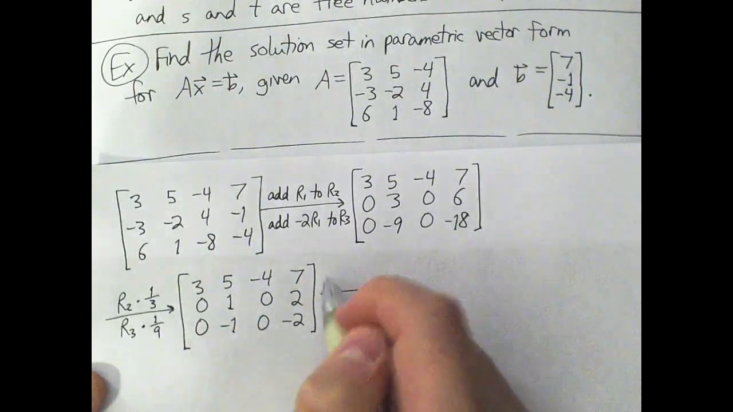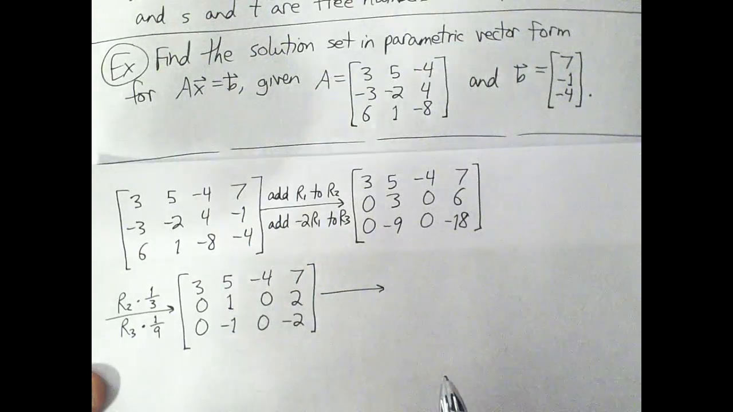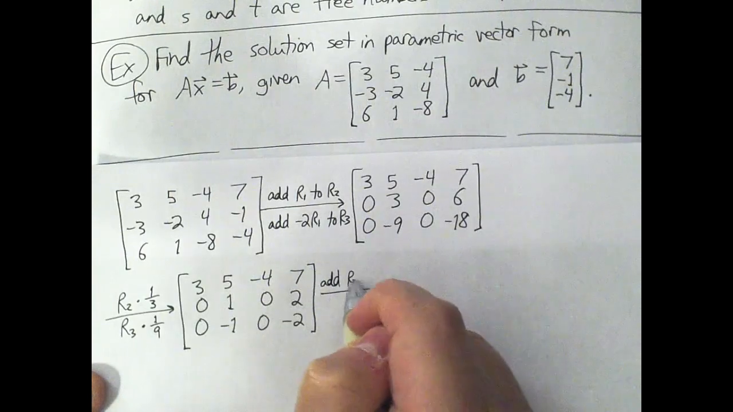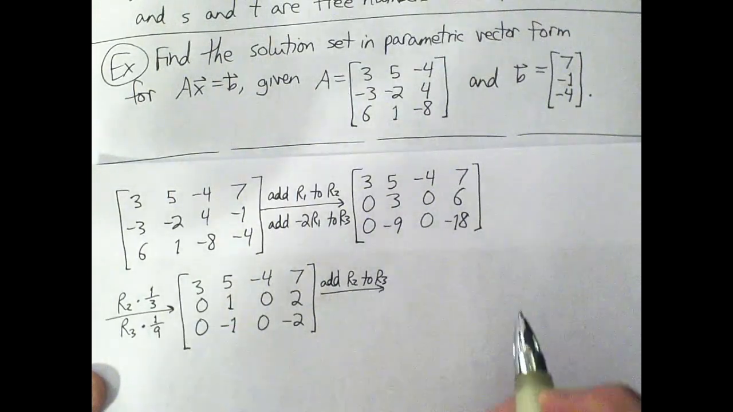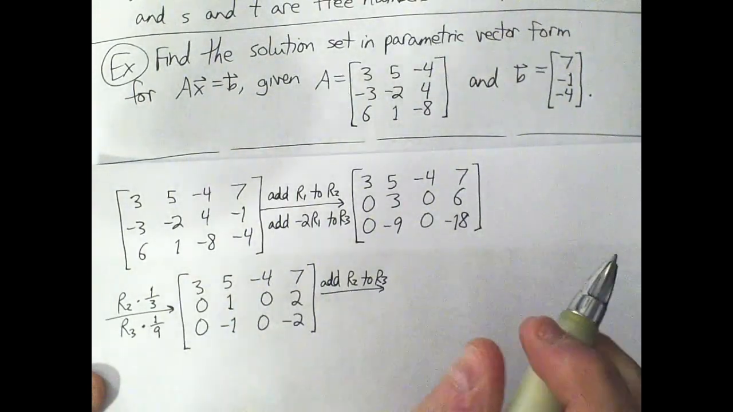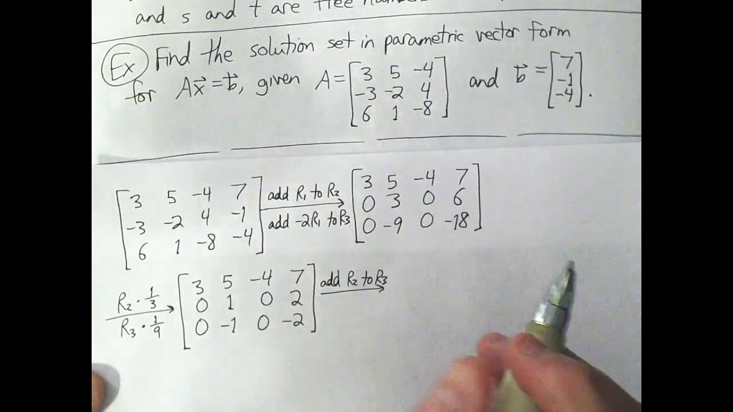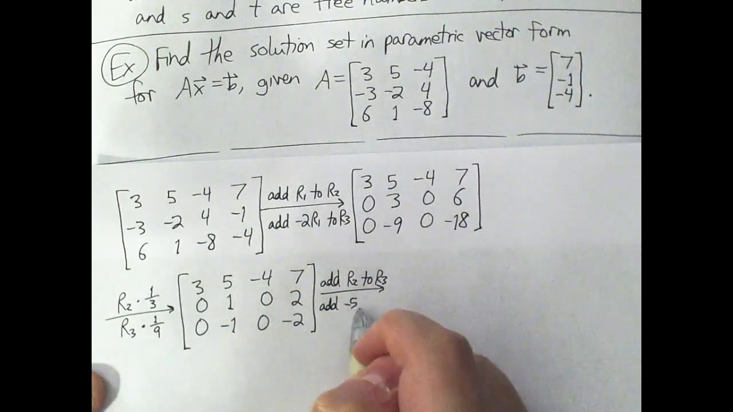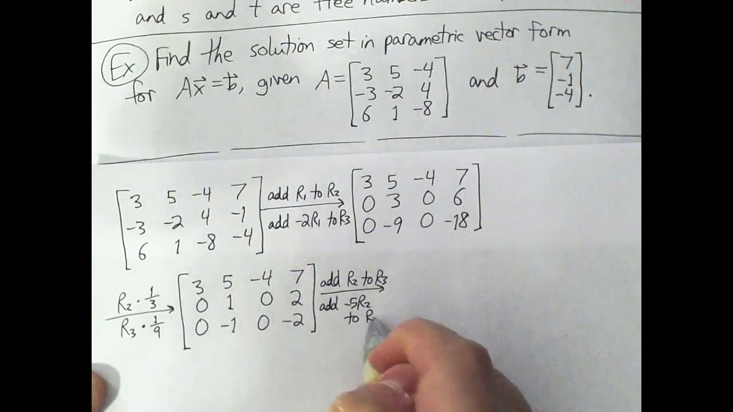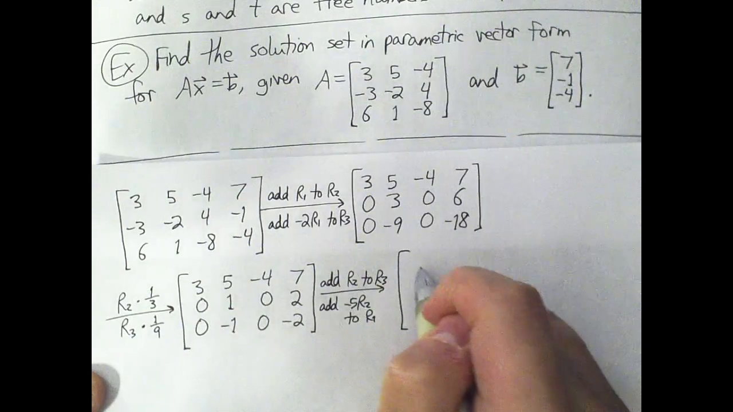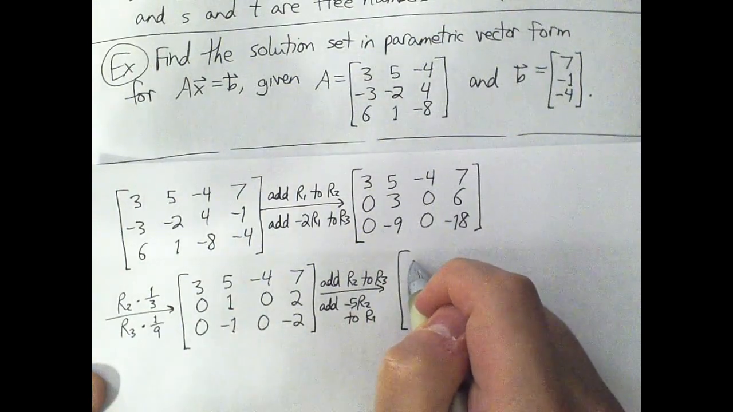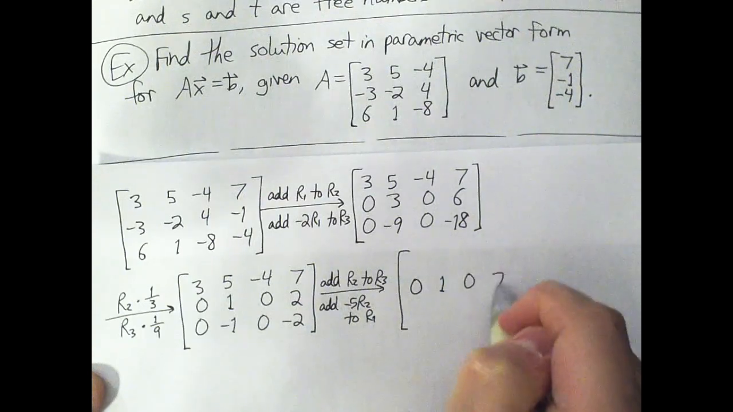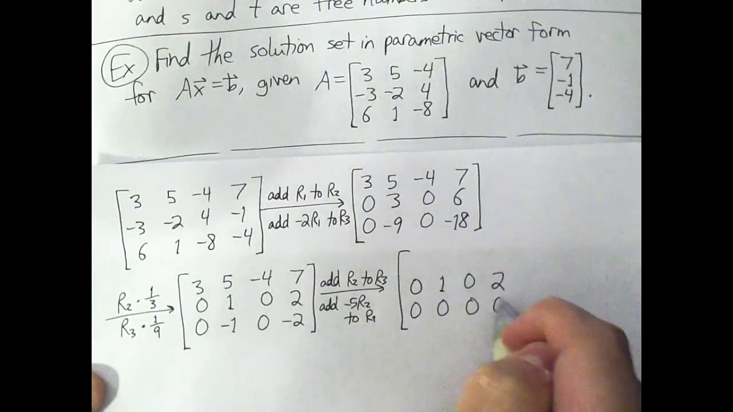I'm doing that because in my next step, I think I'm going to add row 2 to row 3. So add R2 to R3. Should we do anything else while we're at it? We could do something else. How about we add -5 R2 to row 1. All right, so row 1 is going to change as well. Row 2 is staying the same. Row 3 is becoming all zeros.